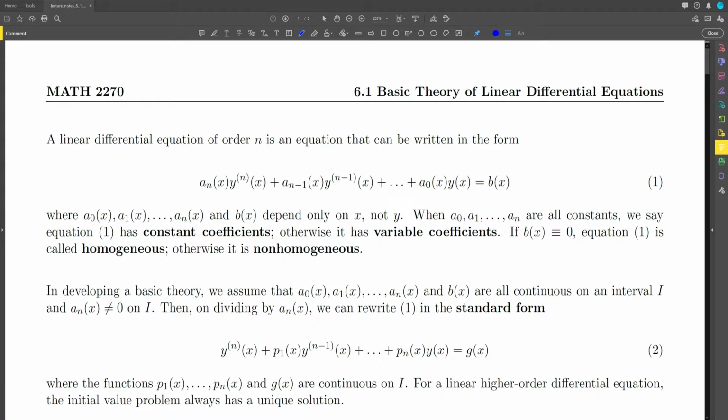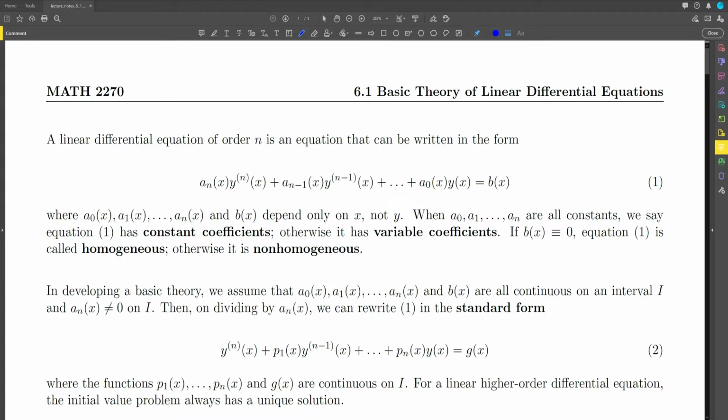In developing a basic theory, we assume that a naught through a n and b are all continuous functions on an interval I, and that a sub n is not equal to 0 on that interval I. Then, on dividing by a sub n, we can write the equation 1 in the standard form: the nth derivative of y plus p1 times the n minus first derivative of y plus dot dot dot plus p sub n of x times y equals g, where the functions p1 through pn and g are continuous on I. For a linear higher order differential equation, the initial value problem always has a unique solution.